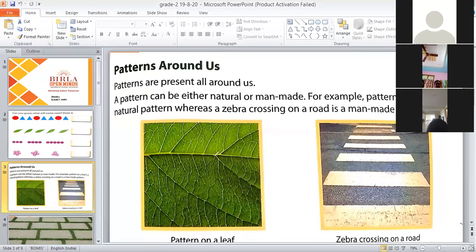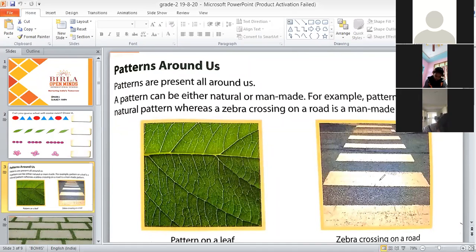You can see here in this picture also, these kind of lines are there. This kind of line is there in the middle of that leaf, and then some more lines are going there. You can see so many lines are there in a leaf, right? So this is a particular kind of pattern which we see on a leaf, right? And you can see a man-made pattern which is made by man. This is a zebra crossing which we can see on a road, right? And we use the zebra crossing to cross the road, right? So this is a man-made pattern.